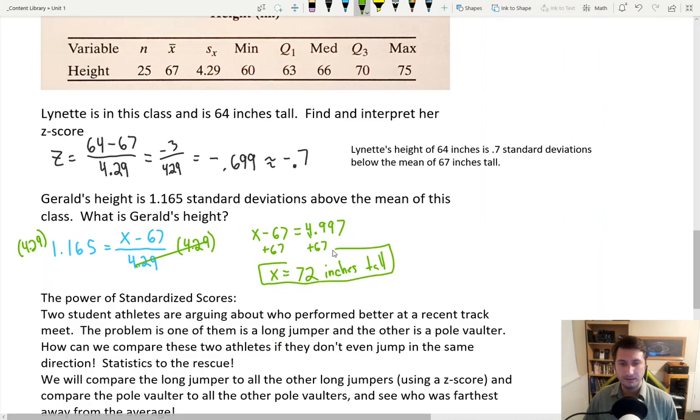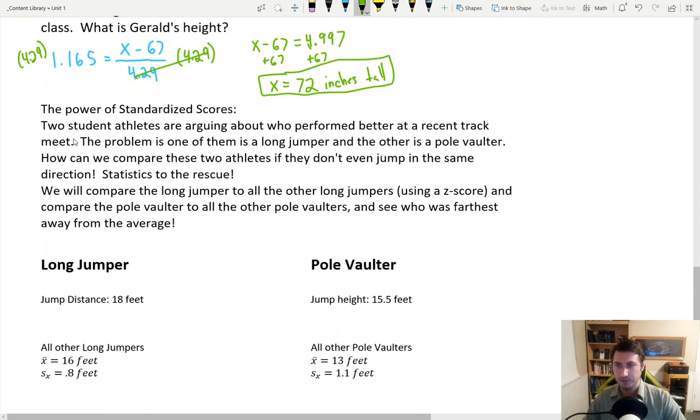Now you might be thinking, all right, that's nifty and everything, but what good is that? So the power of standardized scores, or z-scores, is that you can now compare two things that are very, very different. So, two student athletes are arguing about who performed better at a recent track meet. The problem is, one of them is a long jumper and the other is a pole vaulter. How can we compare these two athletes if they don't even jump in the same direction? Statistics to the rescue, yay, math is cool.